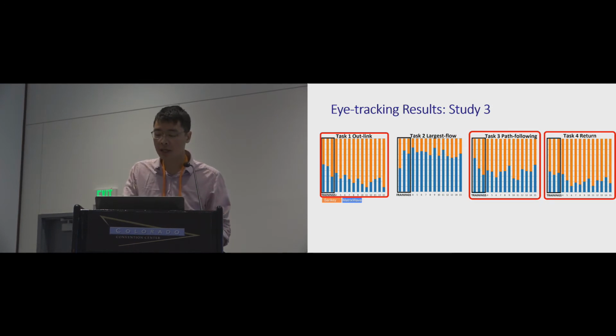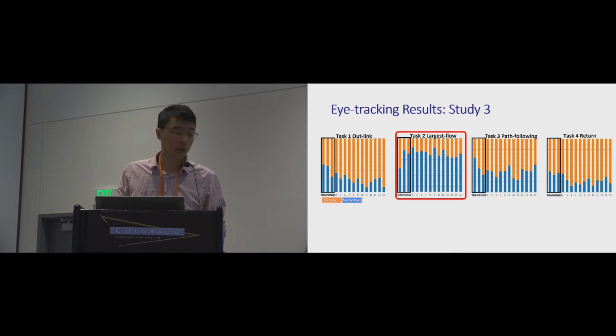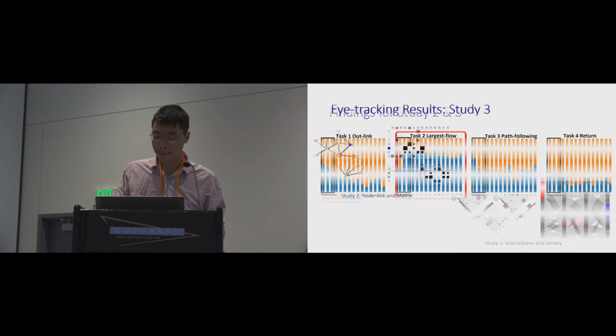Again, this is eye tracking data for 4 tasks. X-axis is the number of tasks, and the Y-axis is the percentage of the view use. Participants use Sankey in most path following tasks, but they're aware that MatrixWave can help them precisely read the edge values in task 2. So they spend a longer time on MatrixWave.